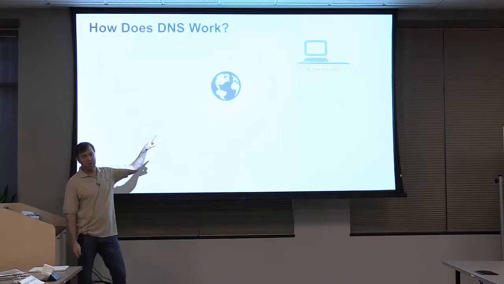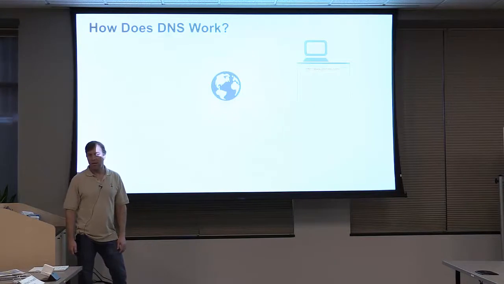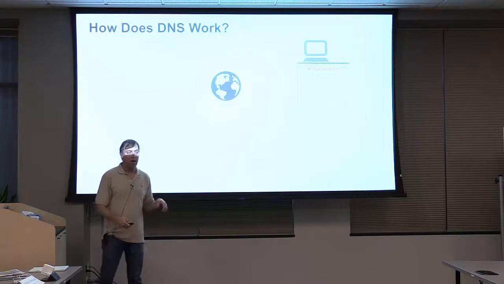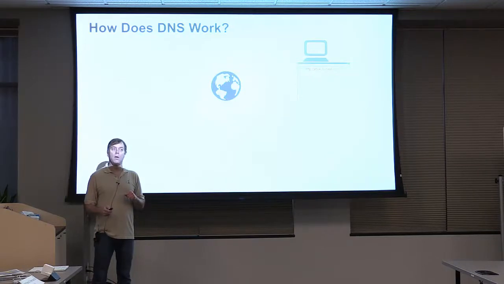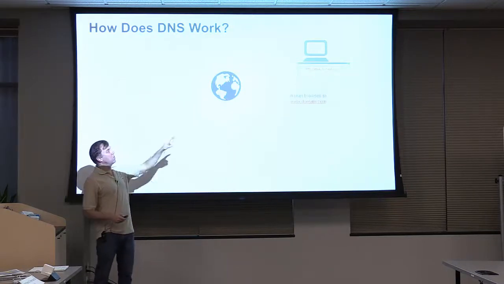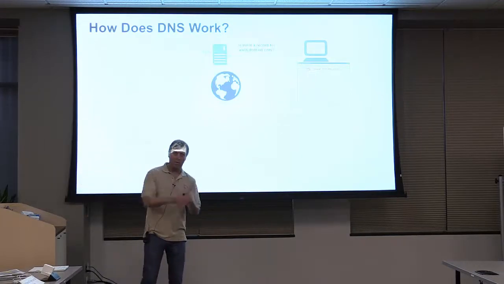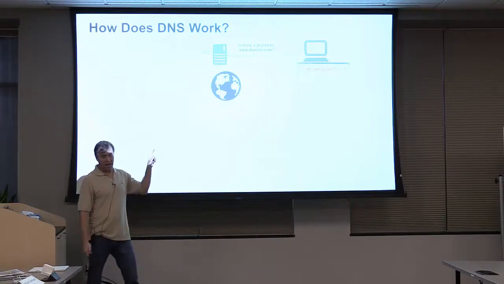Somebody types in www.domain.com. What's the first thing that's going to happen? It looks in the local cache on the local machine. If it doesn't find it there, then what happens? I go to the cache of the service provider, the caching DNS. It asks the local DNS, and at that local DNS, it may be cached. That local DNS is going to look to see if it's in its cache. If it doesn't have it, now what?